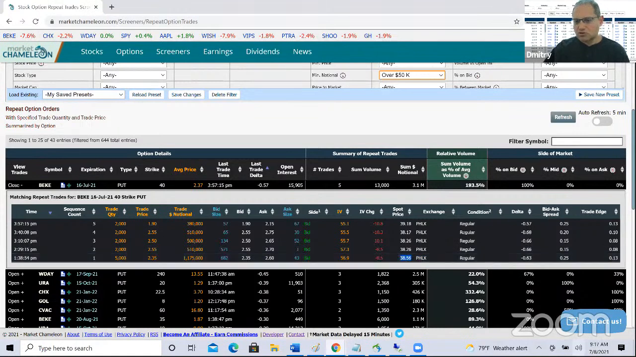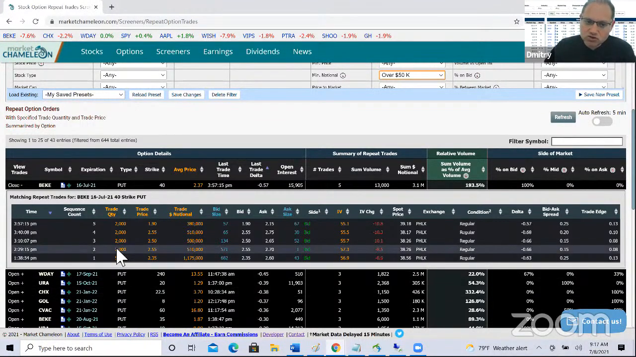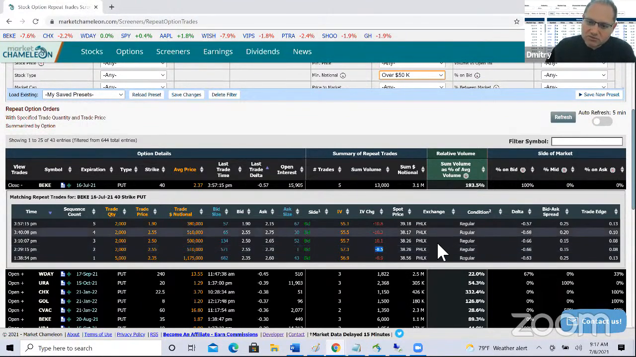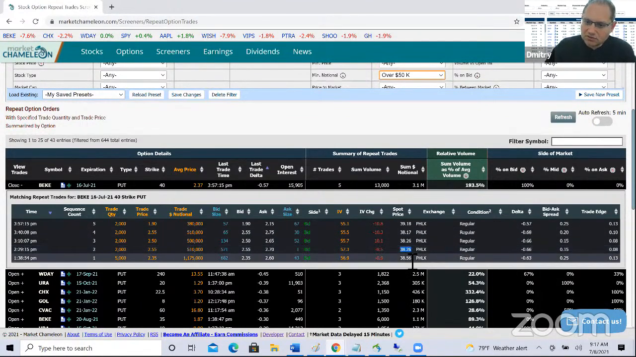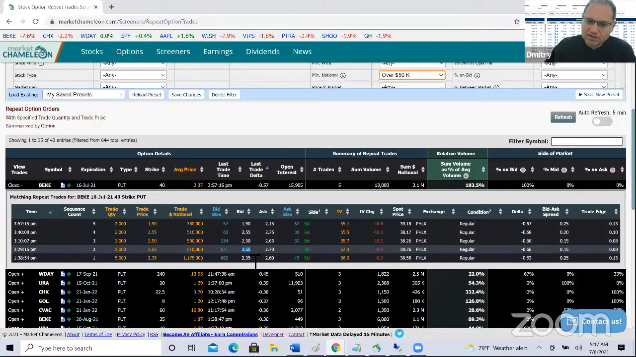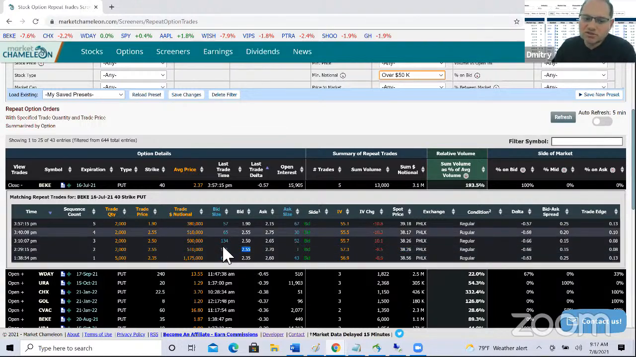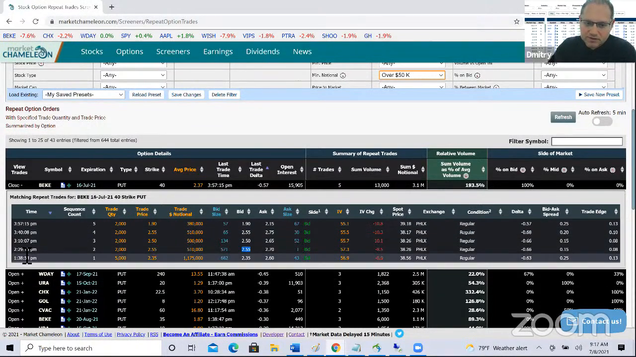And the stock price was $38.56 at the time. The next order that came in, that was 2,000 contracts, traded at $2.55. Again, that's on the bid, right? The implied volatility is lower from the previous day. We see that the stock declined a little bit, 38.26. So you got a better price from 235 to 255 because this is a put. So the put must have gone up in this time period.